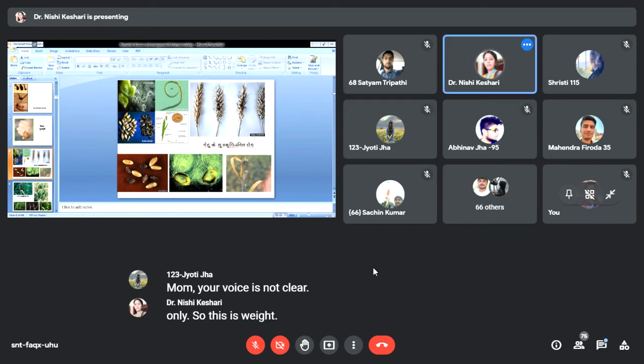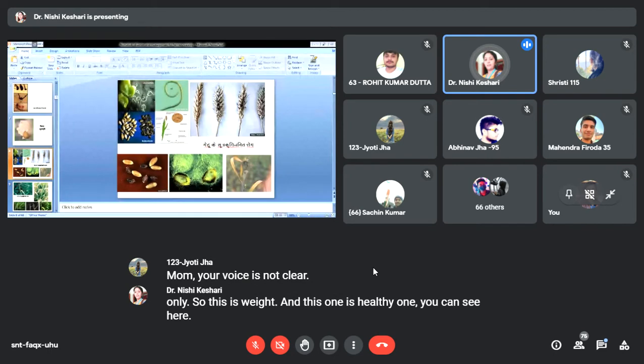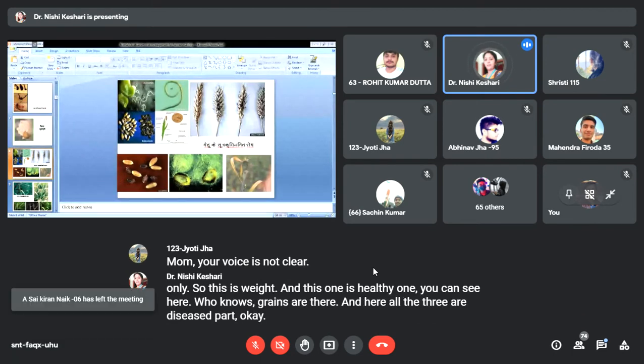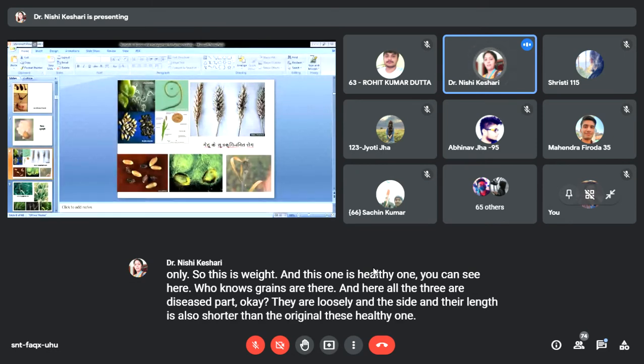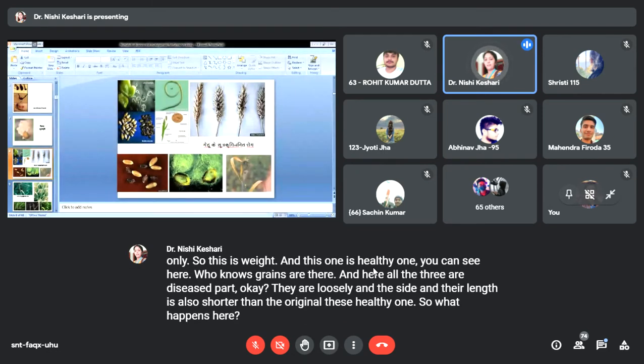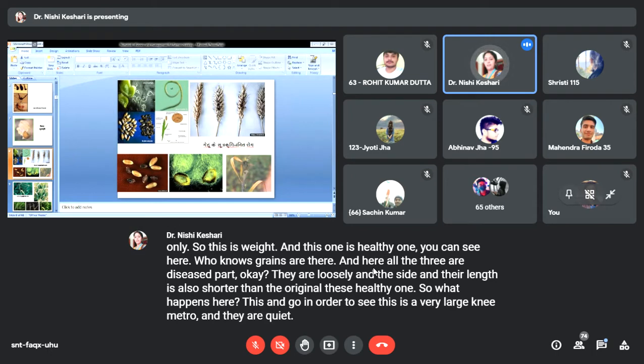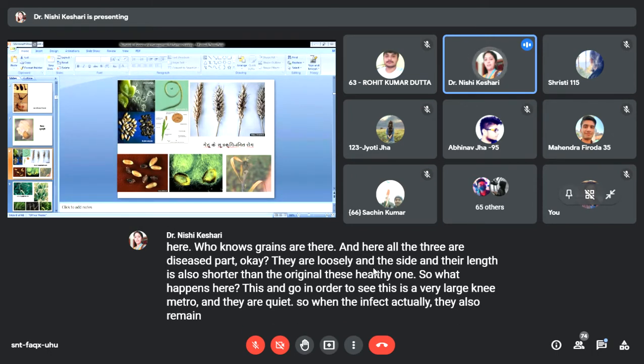This is a healthy one. You can see here no loose grains are there, and here all the three are diseased parts. They are loosely held, and their length is also shorter than the original, this healthy one. So what happens here? This Anguina tritici is a very large nematode, and they are coiled. So when they infect, actually they also remain in soil. You can see here in these both pictures.